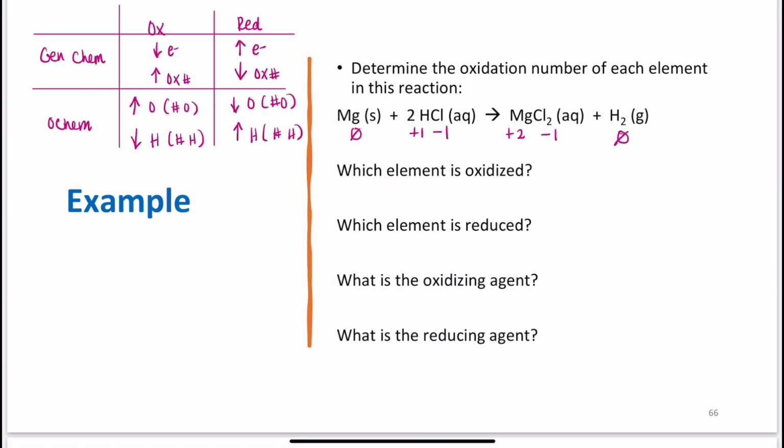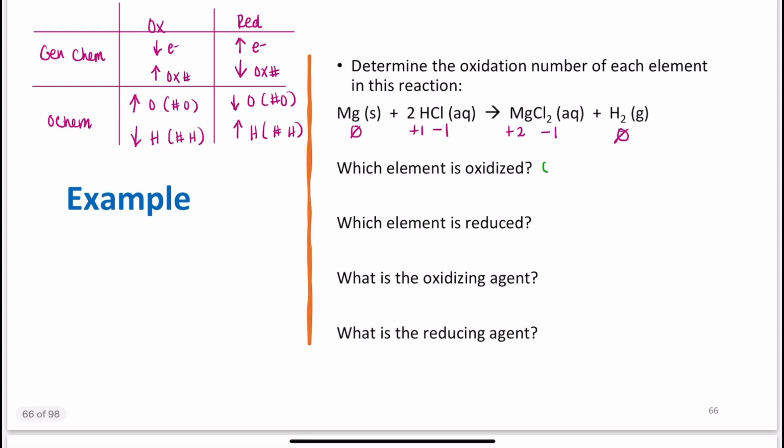Now that I've determined the oxidation number of each element in this reaction, though, can I answer the questions below? Which element is oxidized? Well, oxidation is loss. So who lost electrons? I see magnesium went from a 0 state to a +2 state. That means that magnesium metal was oxidized.